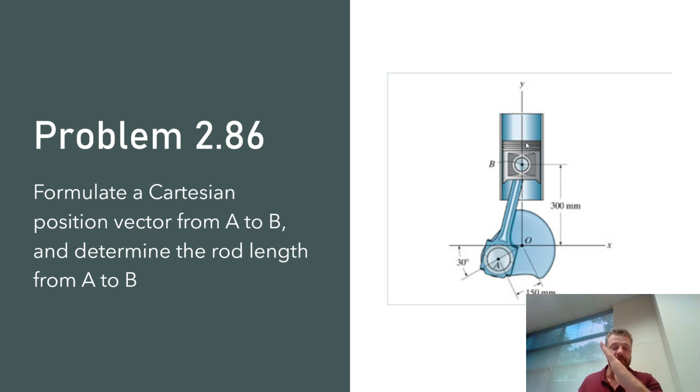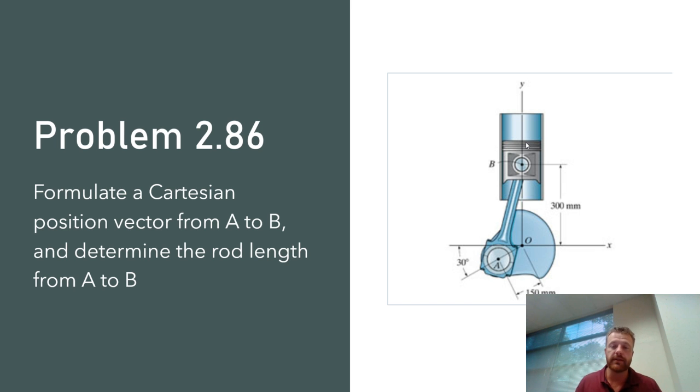But remember, all vectors have a tail and a tip. If you know the coordinate of the tail and you know the coordinate of the tip, you just subtract the coordinates of the tail from the tip on a per component basis, and that allows you to get the position vector. If that position vector goes along that rod, then the length of that position vector also corresponds to the rod length. So that's all that we need to do.